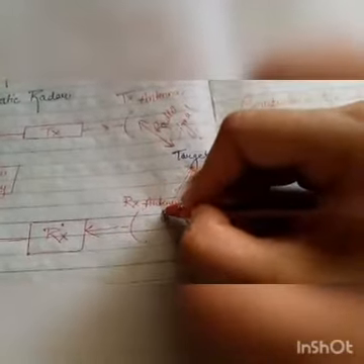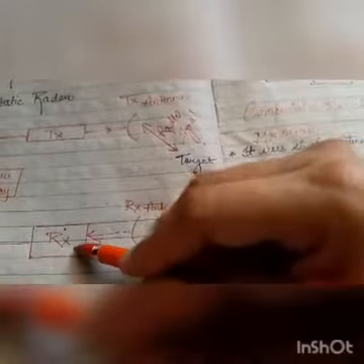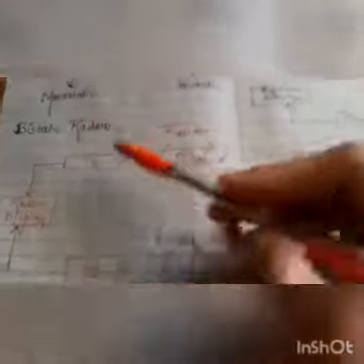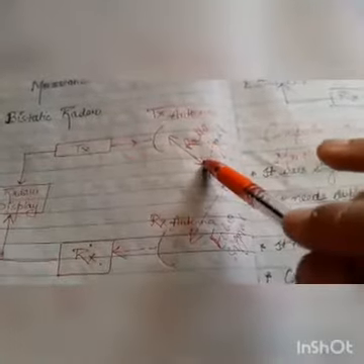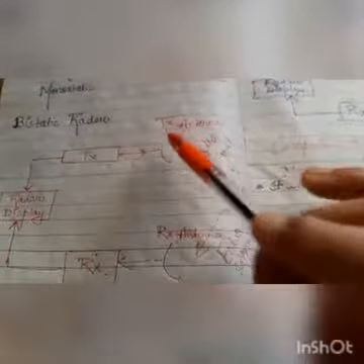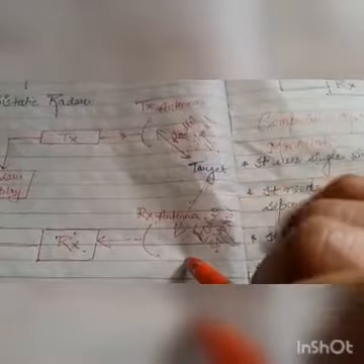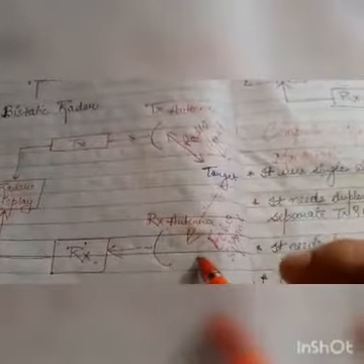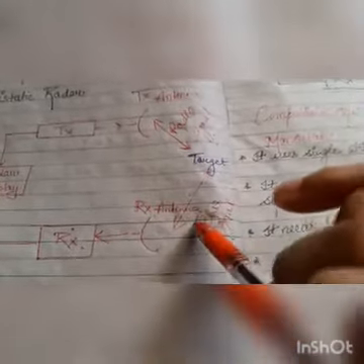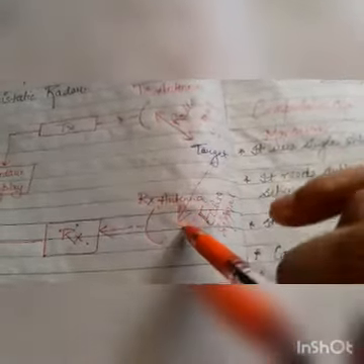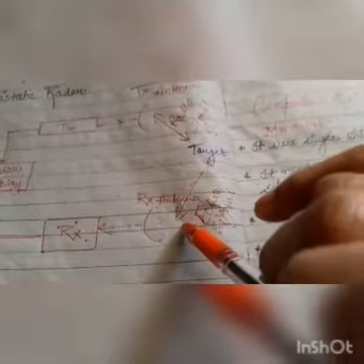The receiver antenna receives this signal and sends it back to the receiver. So this is the whole procedure of bistatic radar. In bistatic, there is a transmitter antenna and a receiver antenna, and from the receiver antenna we can analyze whether the target is present or not.